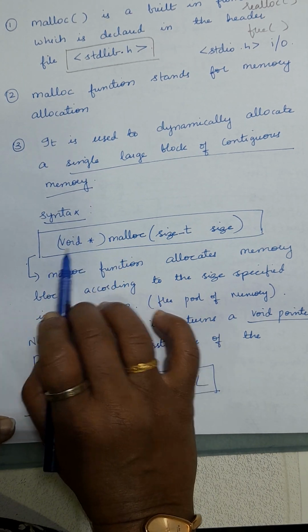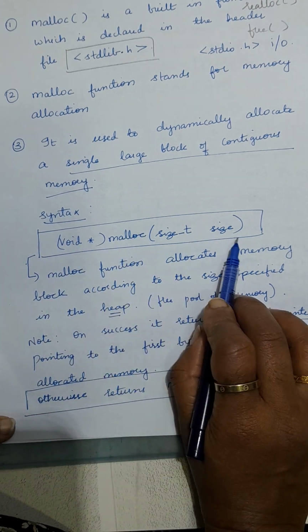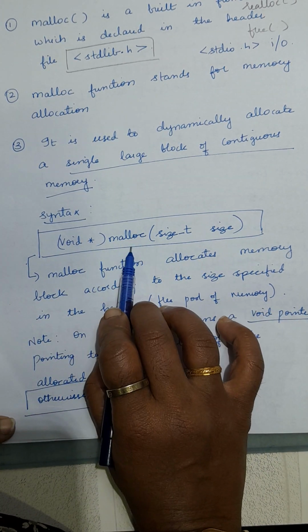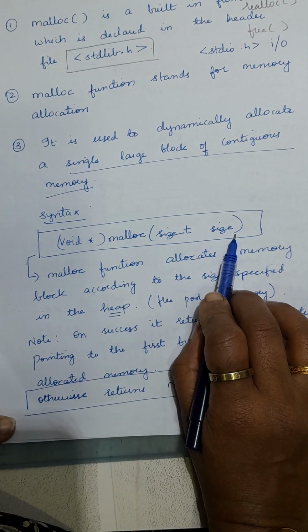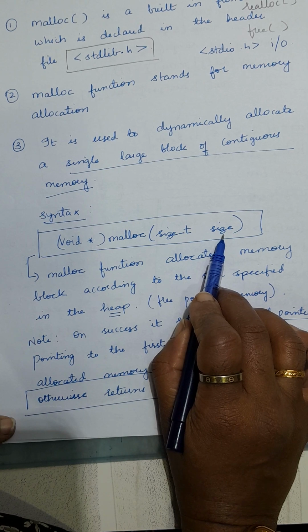What is the default return value of malloc? It is void star, void pointer. Okay, malloc is the memory function, and size is the size of the memory block that we need to create as a single block.